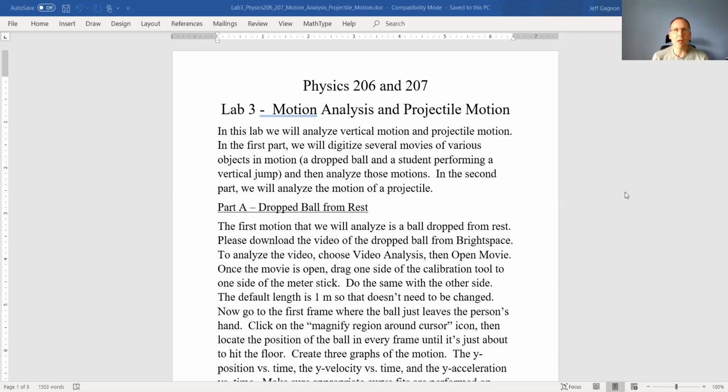So to start, what I want to do is show you how to digitize the movies. I'm going to digitize a movie where someone is throwing up a ball. So the ball rises to a peak and then falls back down. And then we'll analyze the motion of that particular ball being thrown. That will give you a really good idea of how to answer the questions when you analyze your two motions, the ball being dropped and then an individual performing a vertical jump. Okay, so let's start with that.